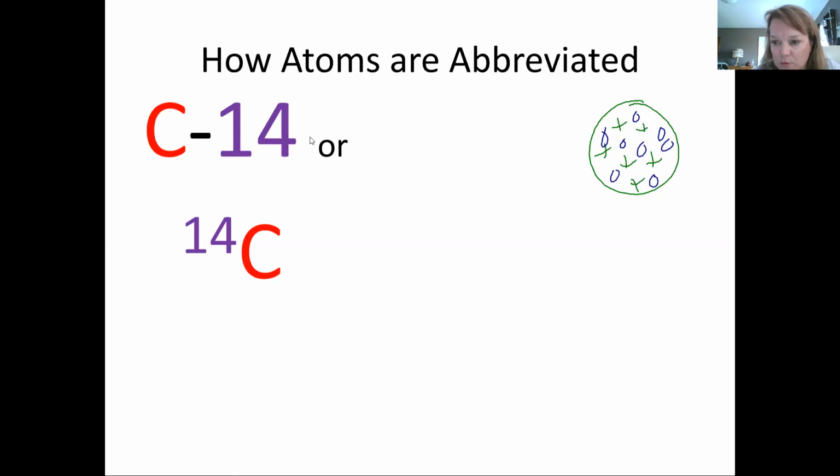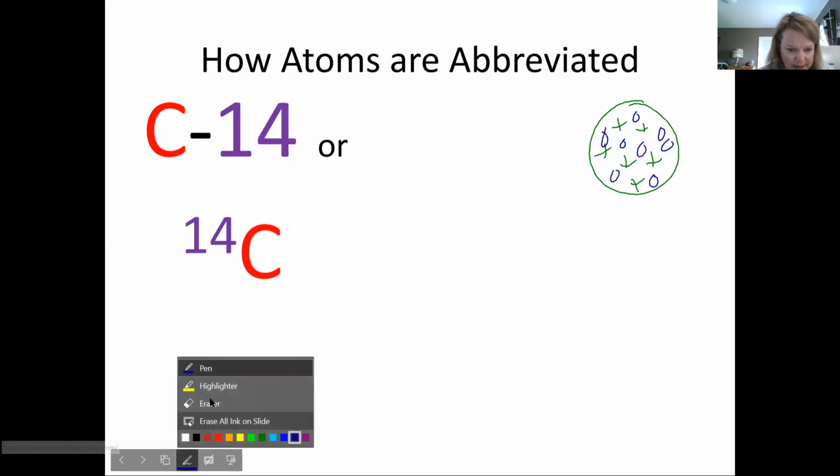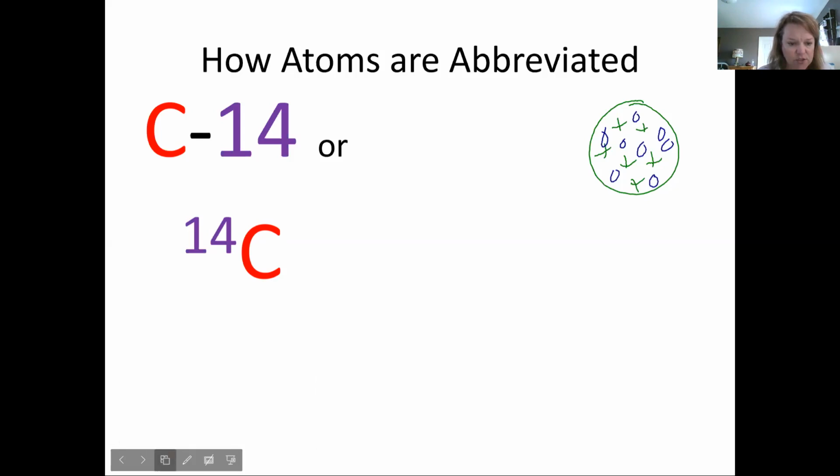There's 2 ways we can represent this. We can put C, the carbon symbol, a dash, and 14. The mass number goes here. That's one way to do it. Another way is to put the symbol for carbon, C, and in the upper left-hand corner, we put the mass number. Now, let me show you guys something. I wish that I had a way to make this pen thicker, but I don't. So let's go to red.